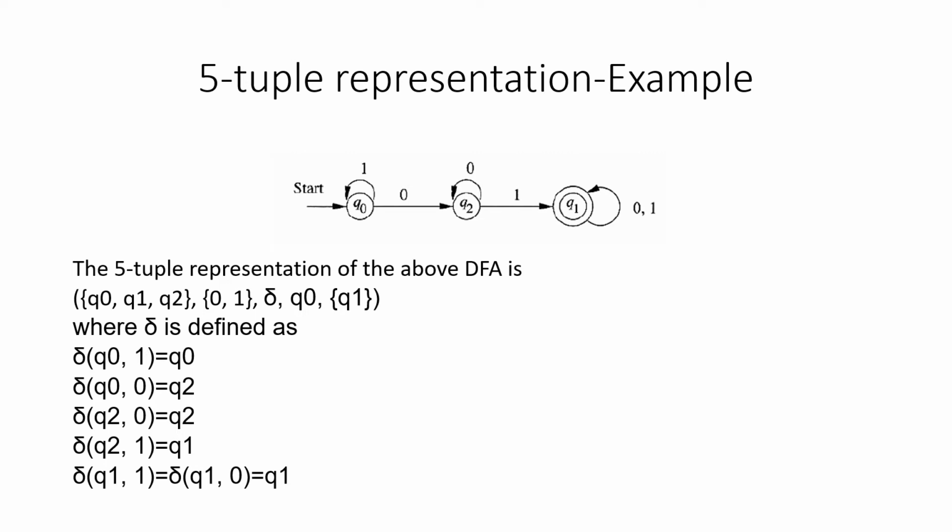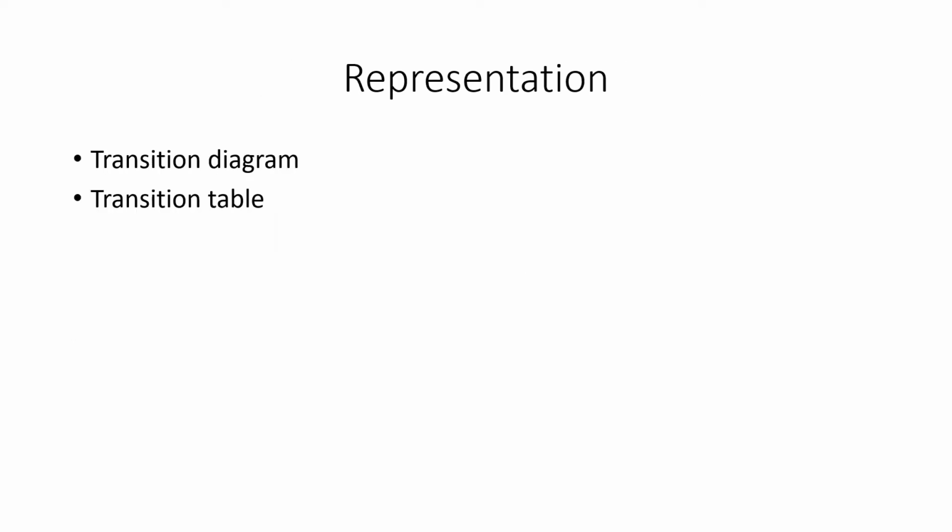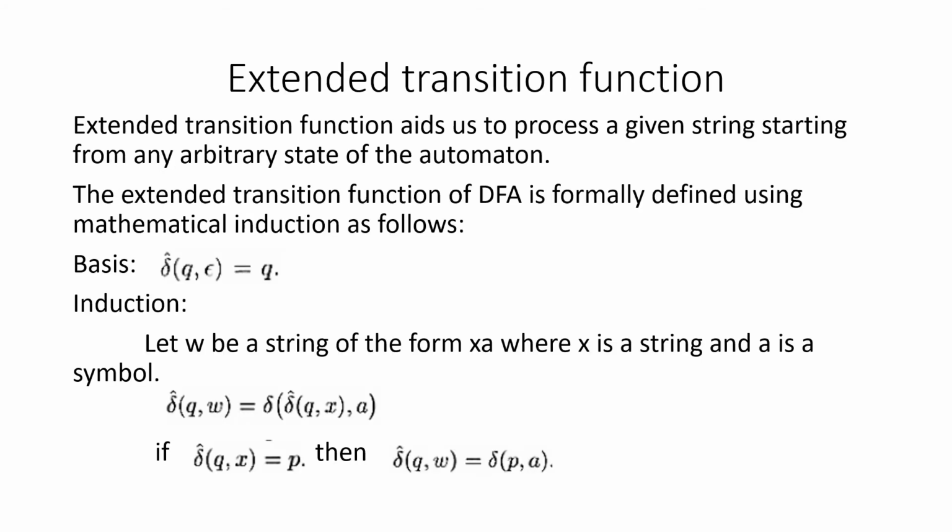So this is the 5 tuple representation of any given automaton. Next comes the representation. There are 2 types of representation for any given automaton: one is the transition diagram and the other is the transition table. We can represent a DFA either using a transition diagram or a transition table. Next is the extended transition function. In the previous example, in the 5 tuple representation, we saw how to write a transition function, which takes a state and an input symbol, processes it, and produces a state as the output.